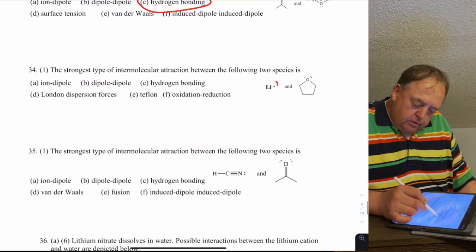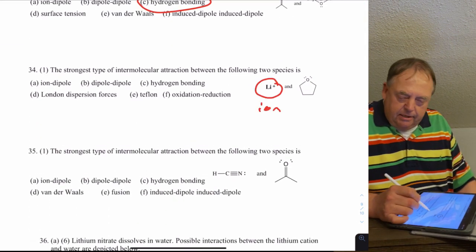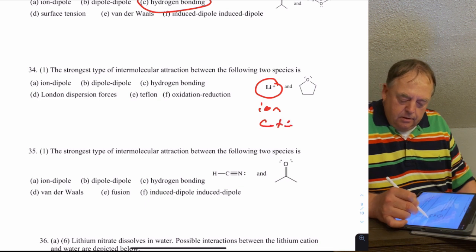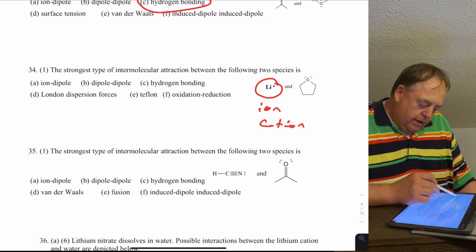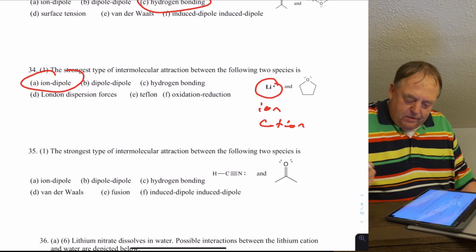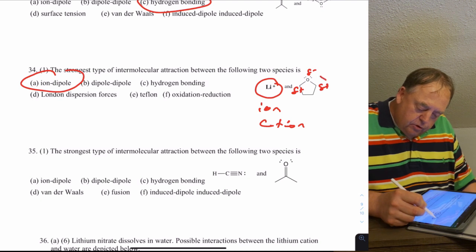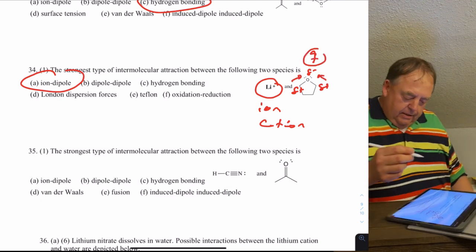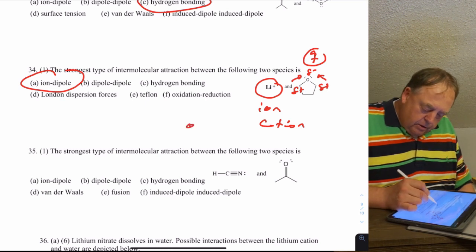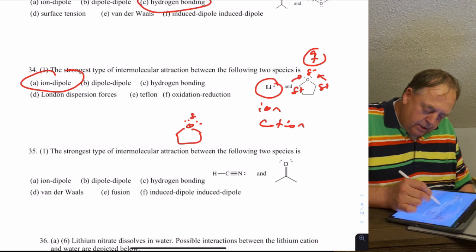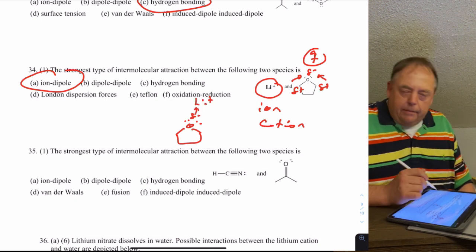Okay, these two molecules, that's an ion, right? Anything that's positive is a cation. So you pretty much have the answer right there. It's an ion dipole. Does this molecule have a dipole? Yes, because oxygen's partial negative, carbon's partial positive. So it's pulling electrons that way, and the net is that way. So what this would look like is this molecule would orientate itself with the partial negative oxygen towards the lithium cation, and you have an ion dipole attraction.